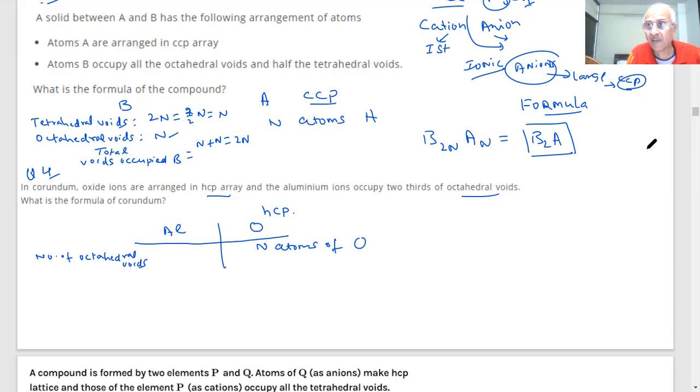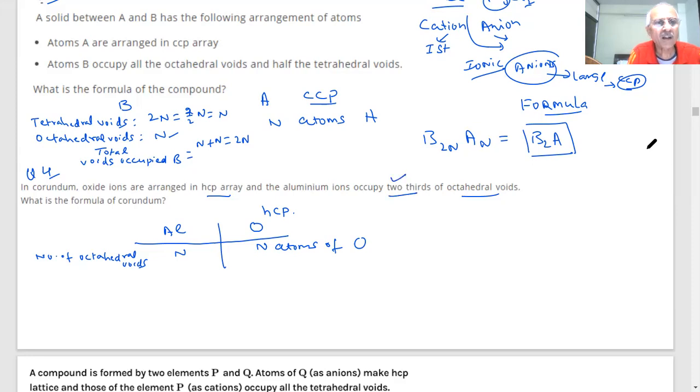What is the total number of octahedral voids in the HCP? N particles means n octahedral voids. But all are not occupied. How many are occupied? He says 2/3.